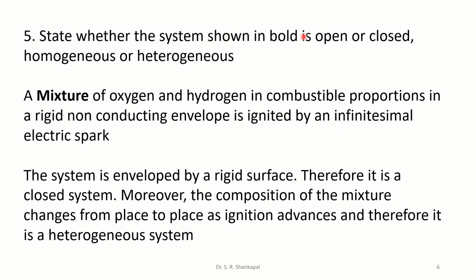State whether the system shown in bold is open or closed, homogeneous or heterogeneous. A mixture of oxygen and hydrogen in combustible proportion in a rigid non-conducting envelope is ignited by an infinitesimal electric spark. The system is enveloped by a rigid surface, therefore it's a closed system. That means no mass is entering, no mass is leaving. However, the composition of the mixture changes from place to place as ignition advances, and therefore it cannot be a homogeneous system, so it is a heterogeneous system.